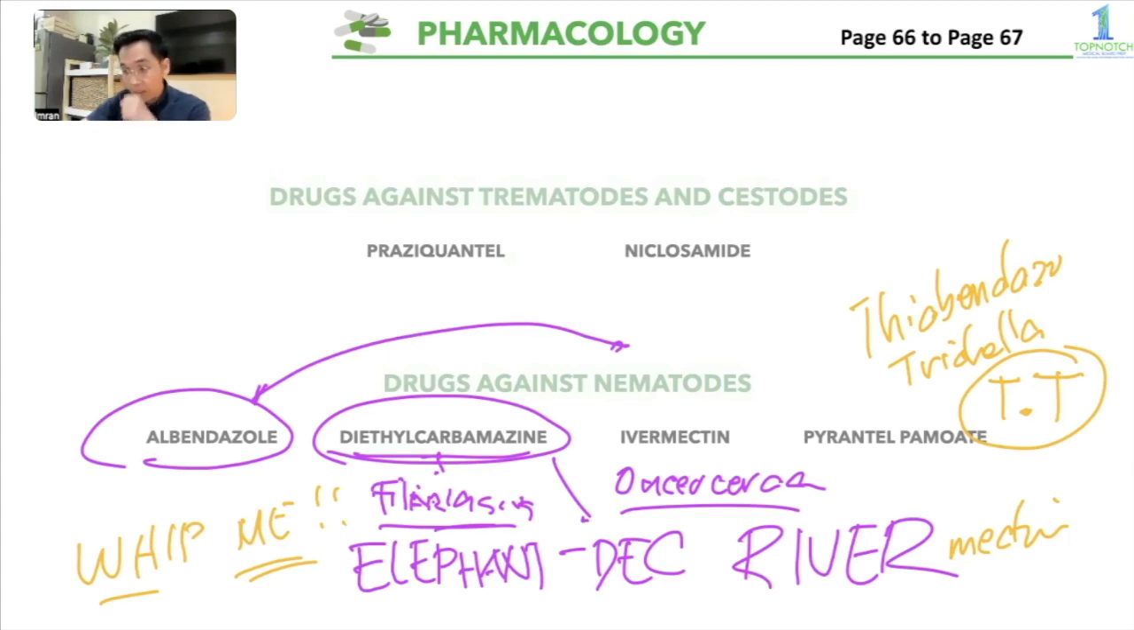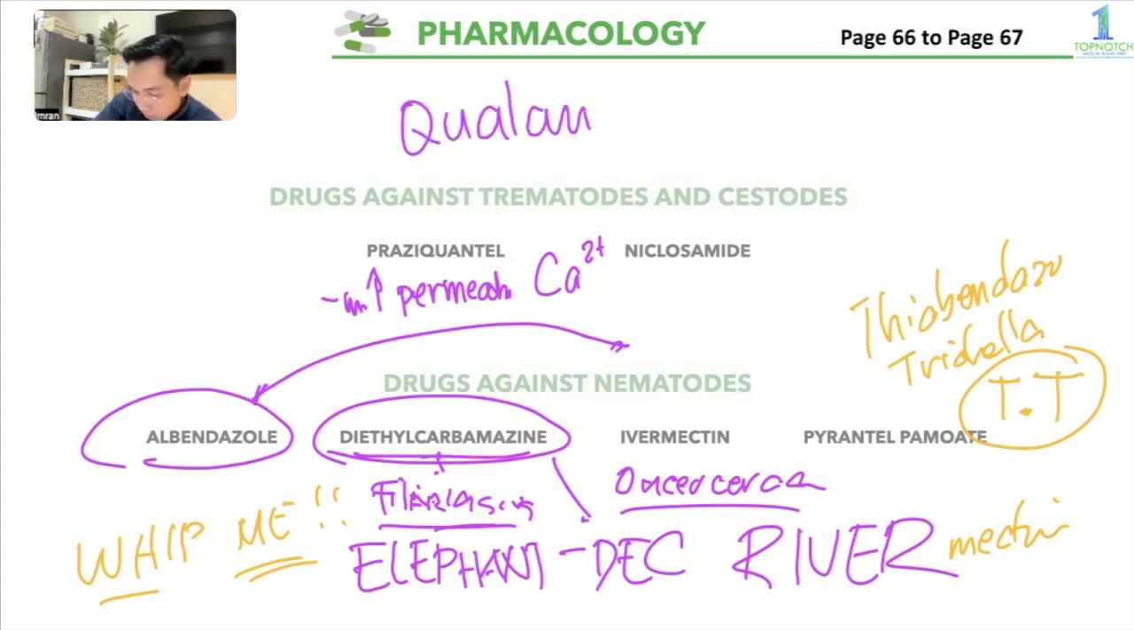Si praziquantel, ang ginagawa nito, mechanism of action na it increases yung permeability to calcium. Therefore, pag pumasok si calcium, mas stimulated yung muscles dahil tuloy-tuloy yung stimulation dahil madaming calcium. Si worm ay mapaparalyze, hindi na siya gagalaw. So ang palatandaan ko diyan is praziqualcium. All right? So that's praziquantel.